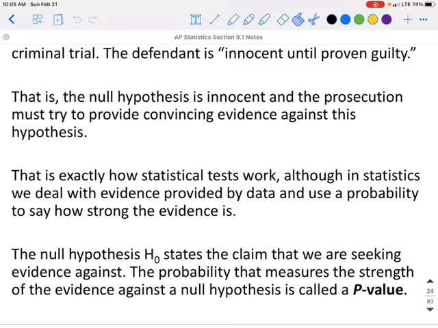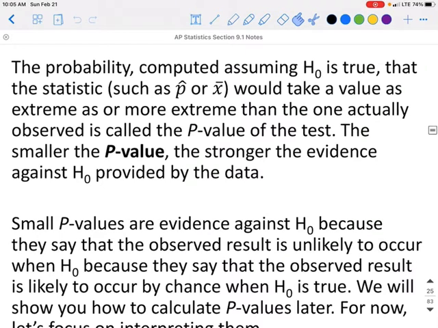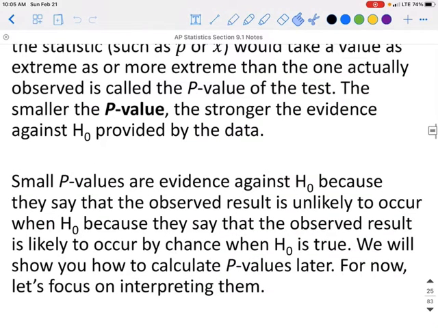The probability that measures the strength of the evidence against that null hypothesis is called the p-value. The probability computed, assuming that null hypothesis is true, that the statistic, such as your p-hat or your x-bar, would take a value as extreme as or more extreme than the one actually observed, is called the p-value of the test. The smaller the p-value, the stronger the evidence against your null hypothesis provided by the data.